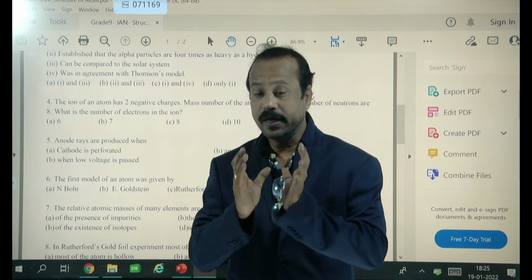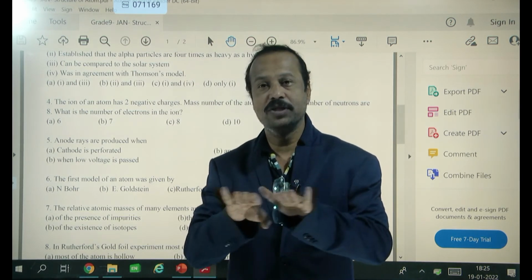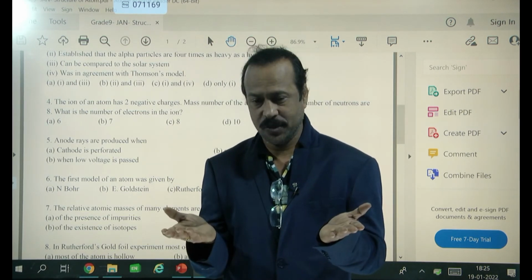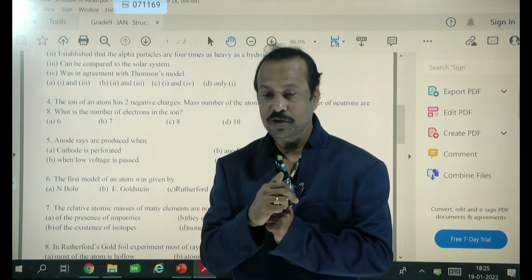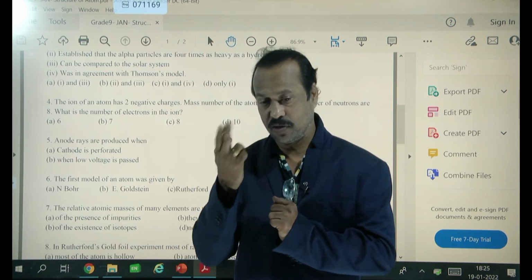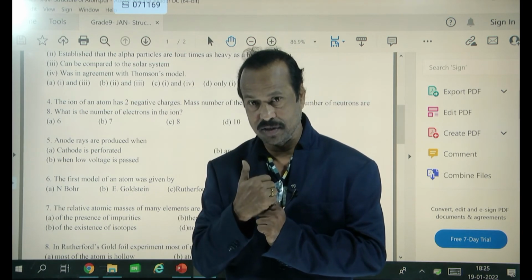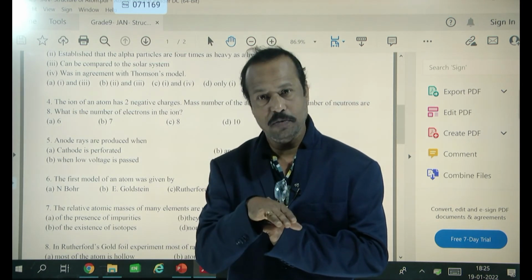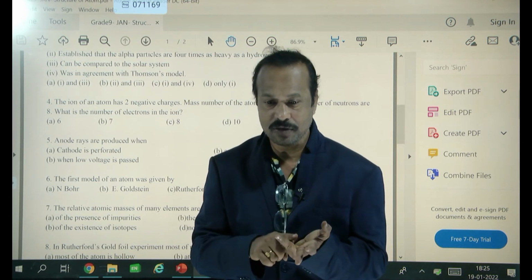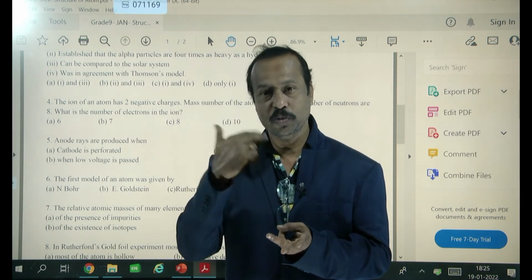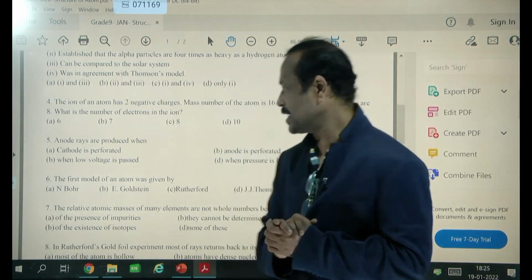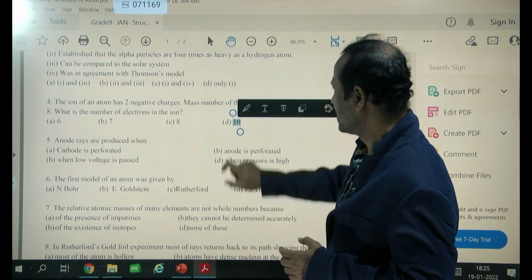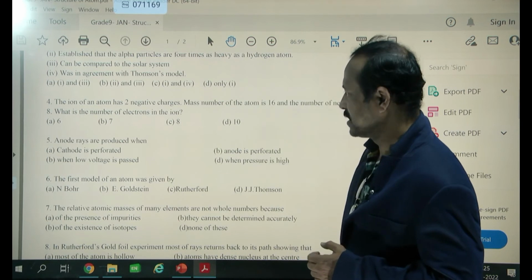Because its atomic number is 8, when 8 electrons and 8 protons are there, that atom is neutral, meaning no charge. But here it is showing -2. -2 means it has 2 excess electrons. Already it has atomic number 8, so it has 8 electrons, but -2 means it has 2 more electrons. So 8 plus 2, 10. So it has 10 electrons. This is the right answer. D option is the right answer. Is this clear?